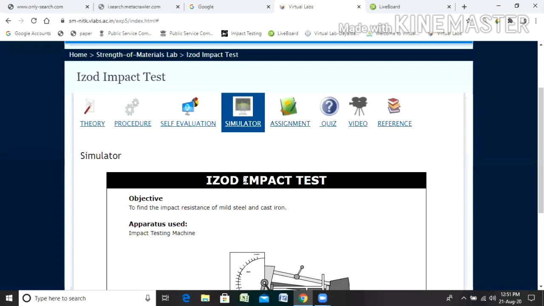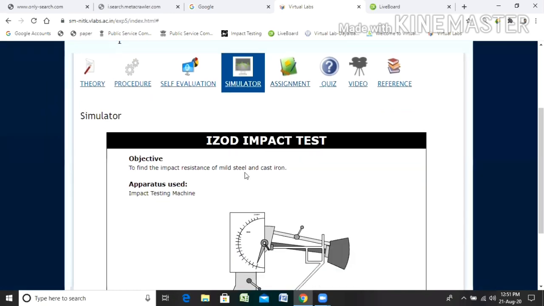Welcome students to the second experiment of our mechanical engineering lab, where we will be doing the IZOD impact test. So this is the simulator interface of the IZOD impact test. The objective of this study is to find the impact resistance of mild steel as well as cast iron.